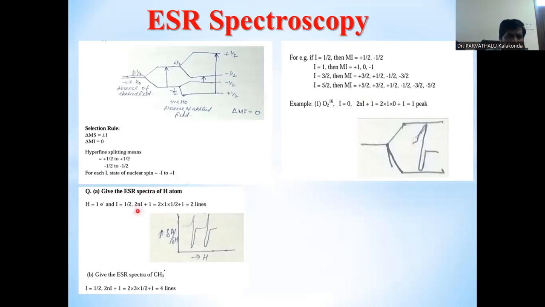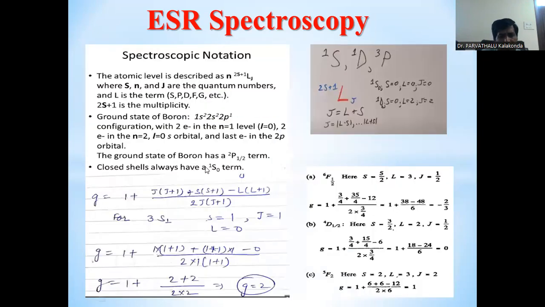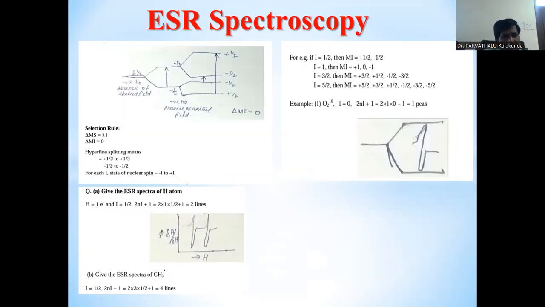Similarly, the hydrogen atom. Let us say we all know there is 1 electron, right? How many electrons are there? 1 electron. Nuclear spin I is half. What is the condition here? 2NI plus 1. Here 2N is the number of electrons, which is 1. So N is 1, and nuclear spin is half. So how many levels do you have? 2 levels. So for the hydrogen atom, you have a 2-line ESR spectrum.